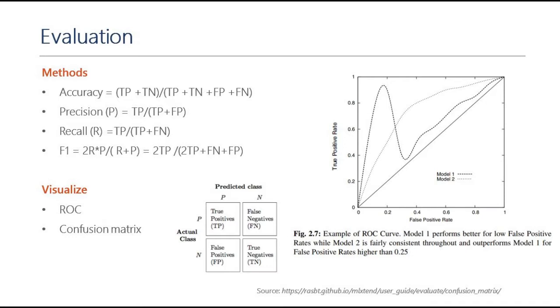The confusion matrix is often used to describe the performance of a classification model on a set of test data for which the true values are known. It's also a very good visual representation.